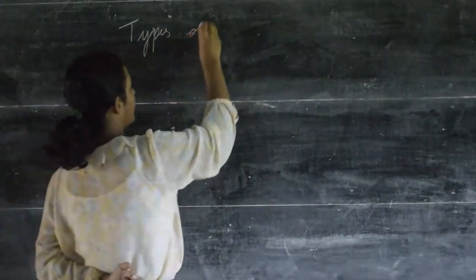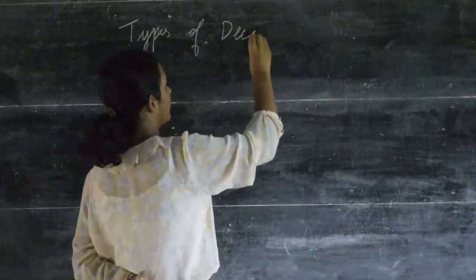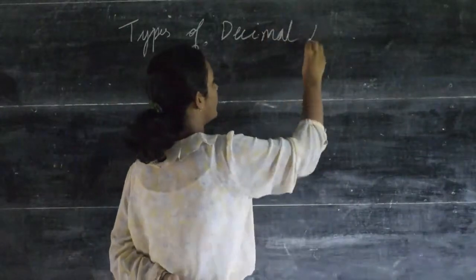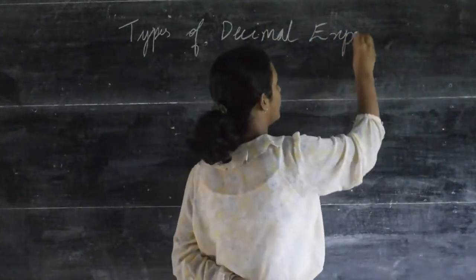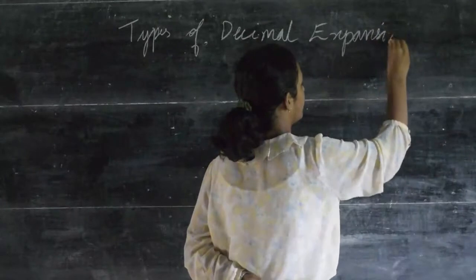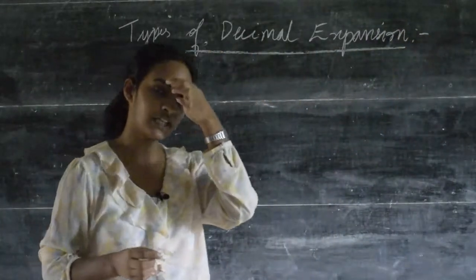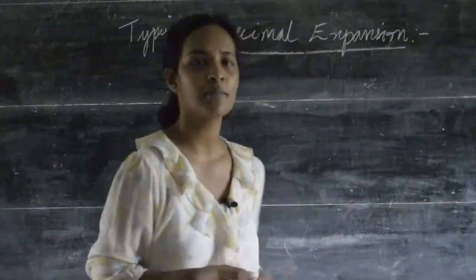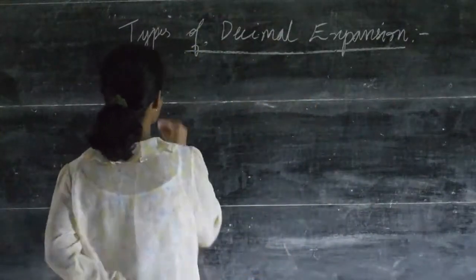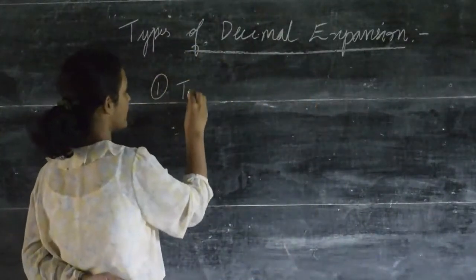Types of decimal expansion. There are 3 types of decimal expansion. The first type of decimal expansion is called terminating decimal expansion.